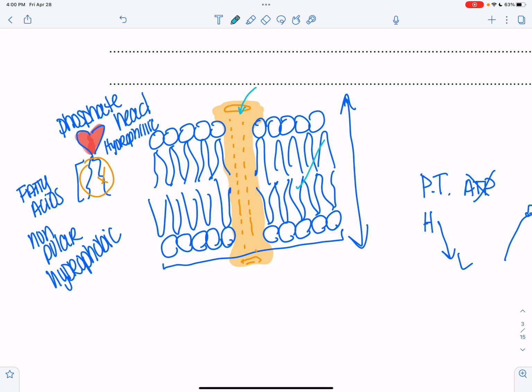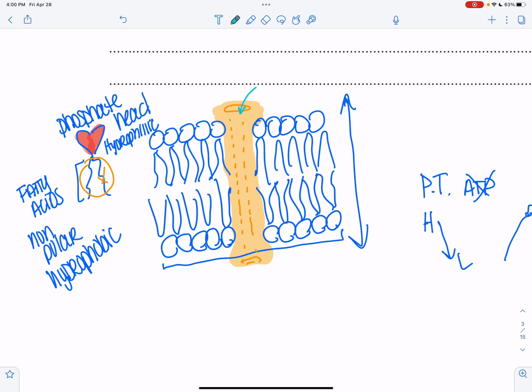Things that can go through your fatty acid tails or through the membrane in general are things that are very small, like gases. Carbon dioxide, oxygen, those can diffuse through really well. They don't need any sort of protein that's embedded into the membrane. When proteins are embedded into the membrane, this is called facilitated diffusion. So it's diffusion, things going from a high to low gradient, but it's facilitated, which means that something is helping it, and these proteins help it.